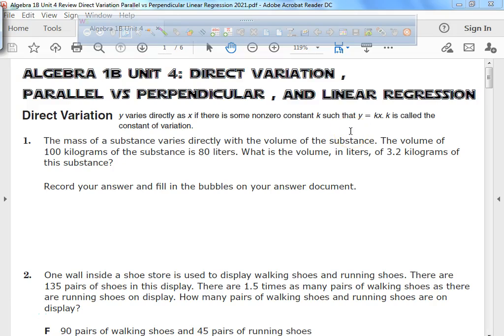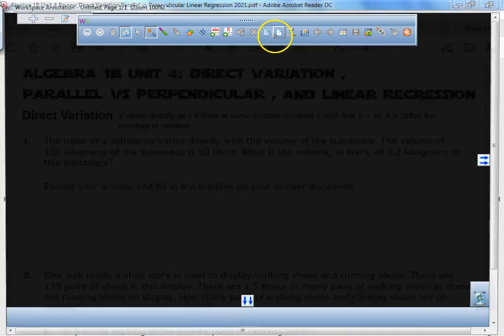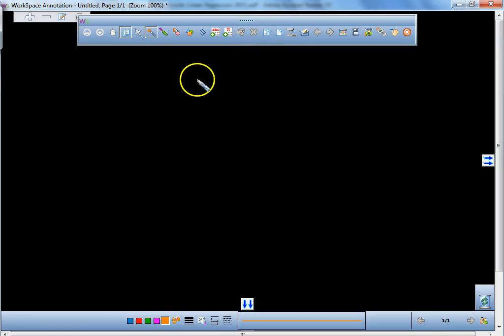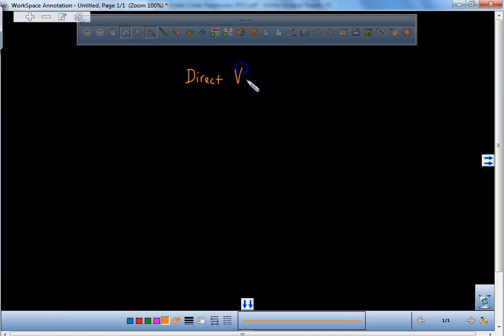All right, so what we're going to be talking about today, everybody, is we're starting with this thing called direct variation. So if you would, please, right now, before we do problem number 1, I'd like you guys in your journal right now to write direct variation. So just write down direct variation. This is going to be very, very easy. You guys should feel very good after about this.